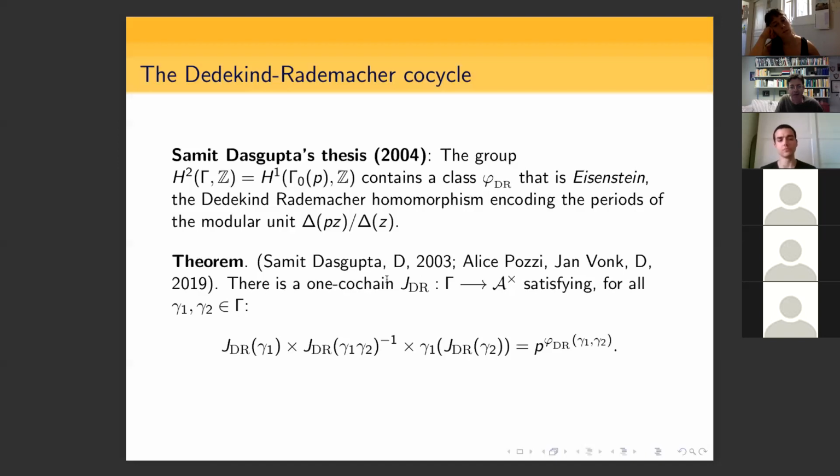And what Samit and I proved in 2003, in a slightly weaker form which was later strengthened a little bit in this work with Alice and Jan, is that there's a one-cochain on gamma with values in A star, which for all gamma 1, gamma 2 satisfies this relation.